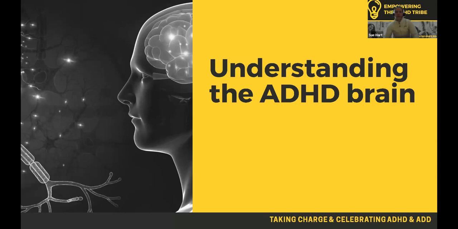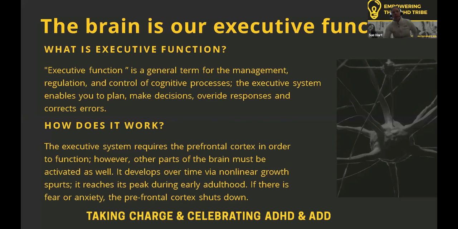So let's understand the brain. Let's understand this ADHD brain, non-neurotypical brain, as described by the medical world. It affects the executive function, we know that. But what is the executive function? Well, it's the general term for management and regulation and the control of cognitive processes. The executive system enables you to plan, make decisions, override responses, and correct errors.